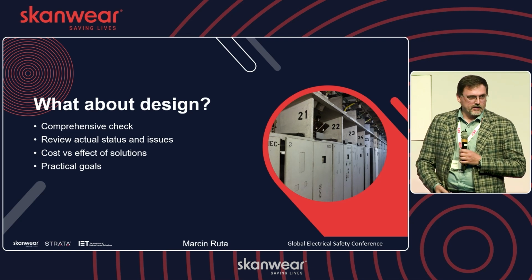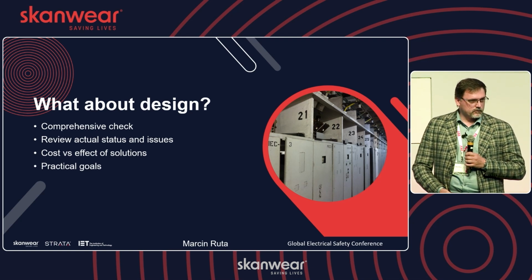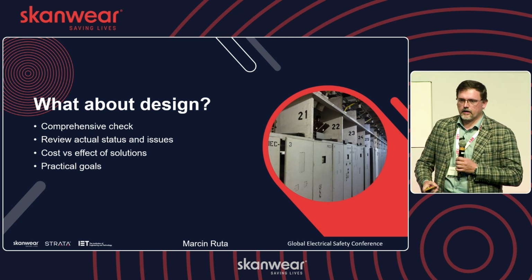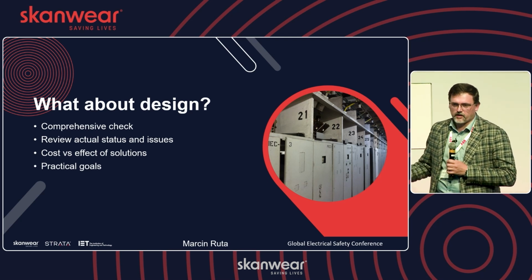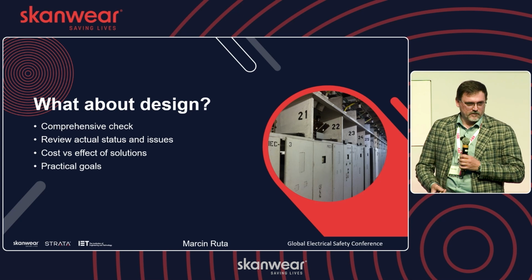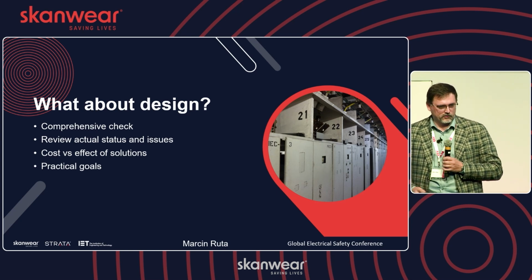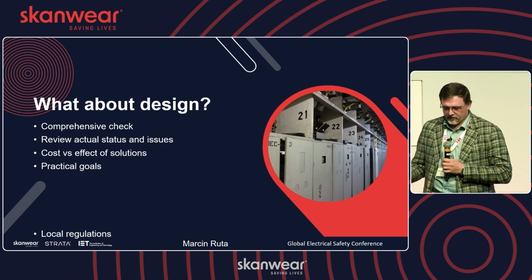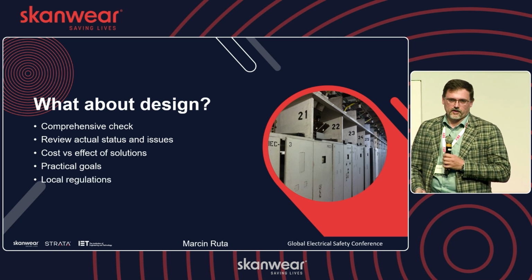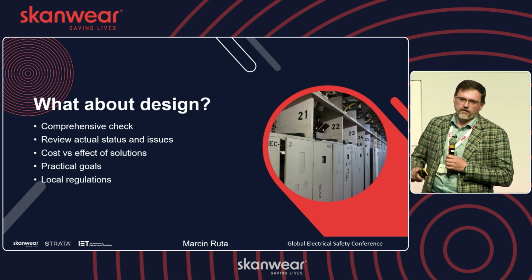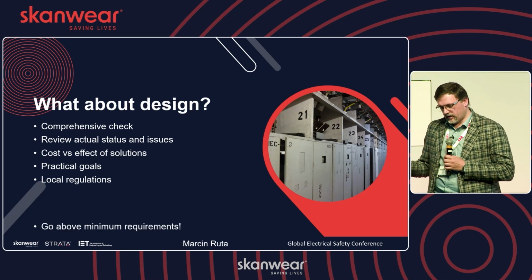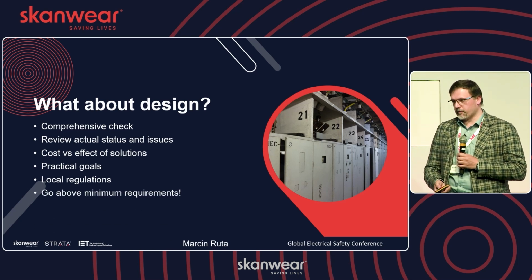We are setting up practical goals, which means really practical. An unpractical goal, for example, is to reduce the transformer to 5.7%. This is very unpractical because you don't have control over what short circuit impedance comes up after the test. And we, of course, look at the local regulation. This is just not to violate something locally, because sometimes local regulations are actually strict, and they are good. And, of course, we go above minimum requirements.